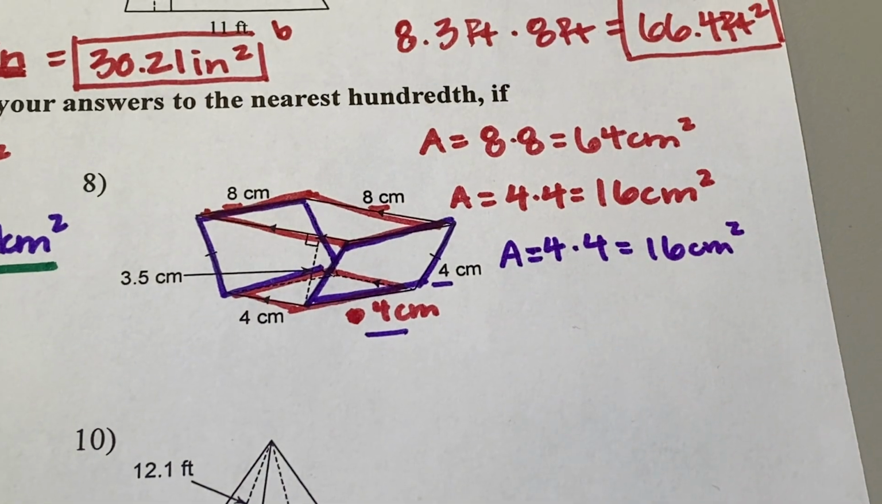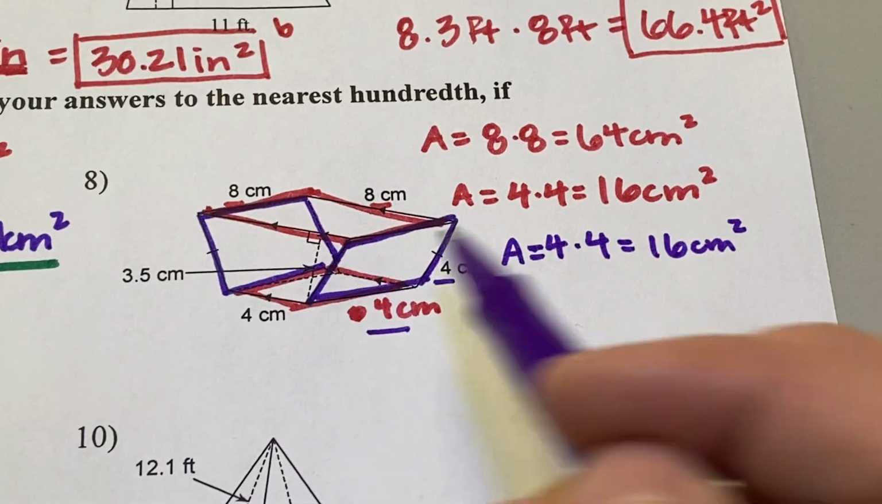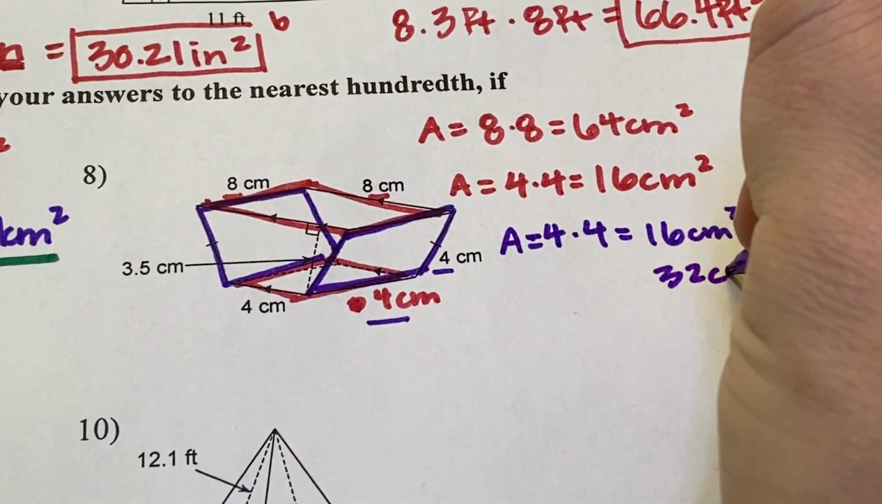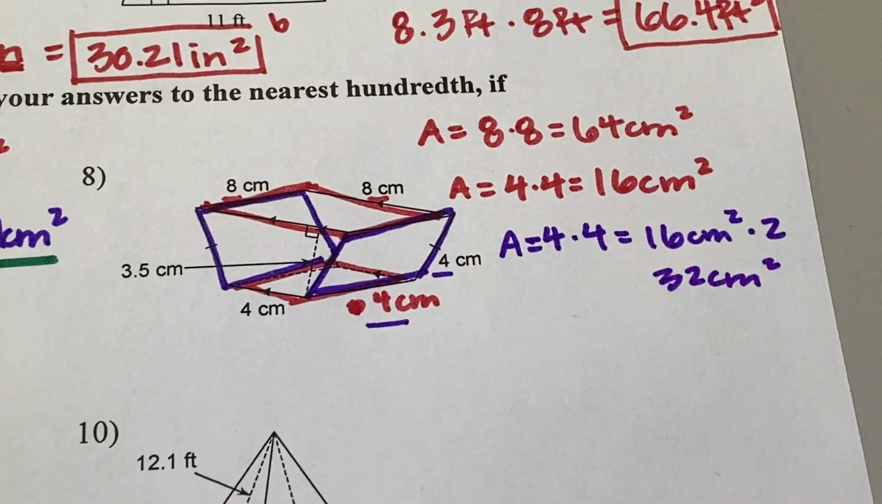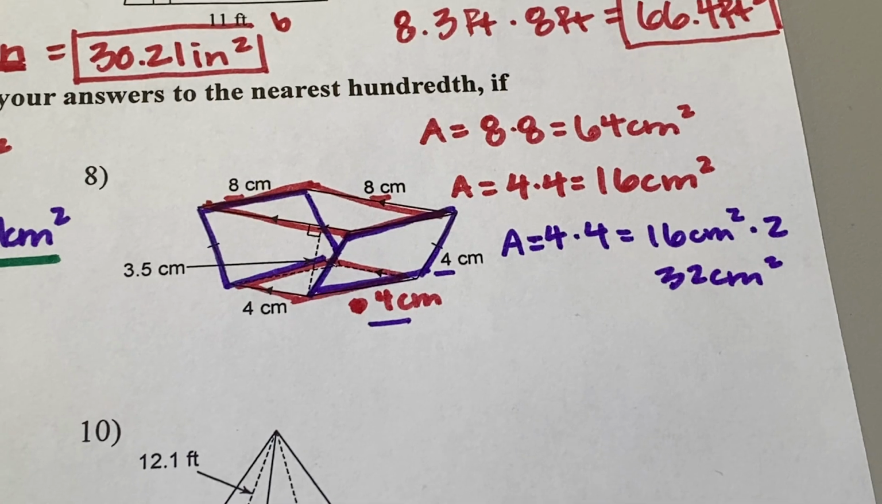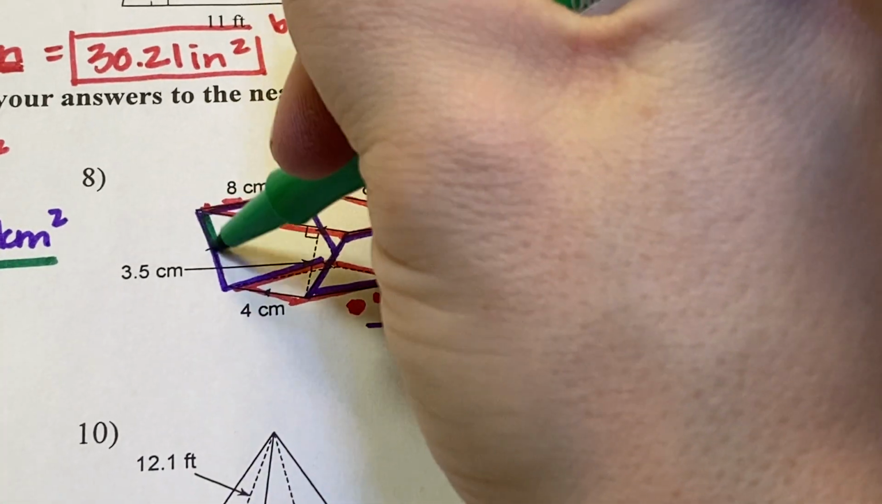But how many faces or how many sides did we just do? 4. How many purple sides? Oh, 2. Just 2. So then multiply it by 2. That's going to give me 32 centimeters squared. Okay, so we've done the top, the bottom, and those 2 sides. Now we need the ugly faces. What shape are these ugly faces?